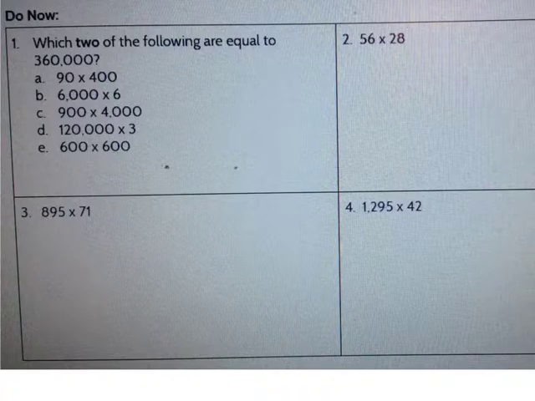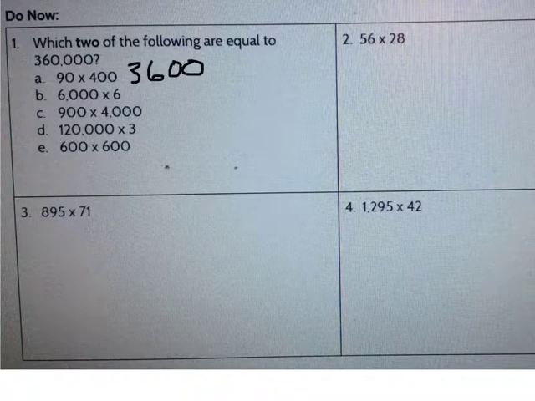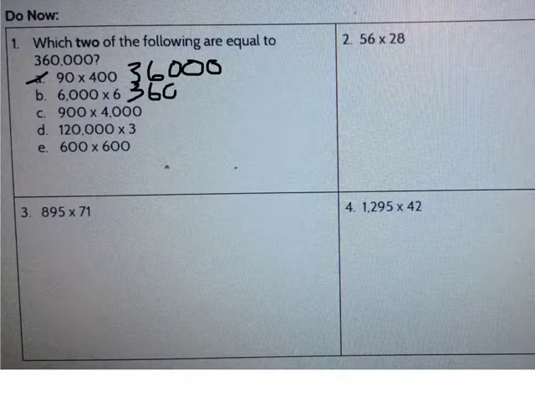Which two of the following are equal to 360,000? Well, let's see how you did. 90 times 40. 9 times 4 is 36 plus 3 zeros. A is not a correct answer. 6,000 times 6. 6 times 6 is 36 plus 3 zeros. B is not a correct answer.